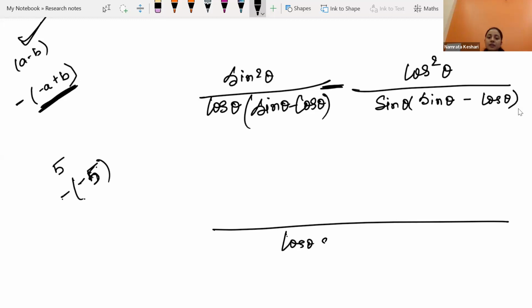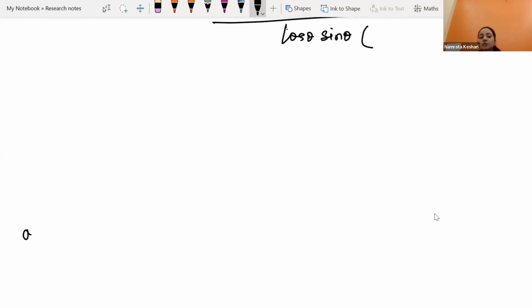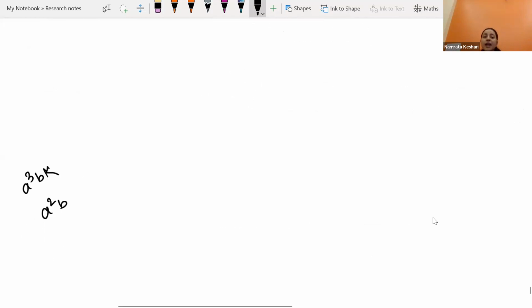Then the common part. In that chapter, if a question comes in your exam, what will be the LCM of a cube bk and a square b? What will be the LCM? Yes, what will be the LCM of a cube bk and a square b? I'm asking everyone. A cube bk. Yeah. Okay.